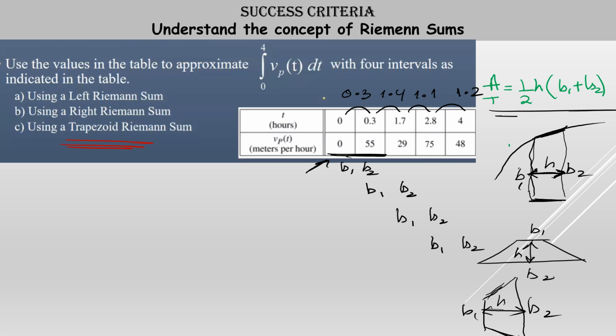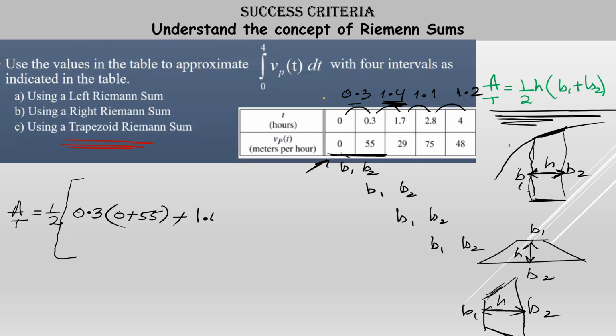Keeping this formula in mind, we are going to find the area of the trapezoid. The half stays the same for everyone, so I am not writing it again and again. My height is 0.3 times B1 plus B2, so B1 is 0 and B2 is 55, plus my second height, the second width, which is 1.4, whereas B1 and B2 in this case are 55 and 29.